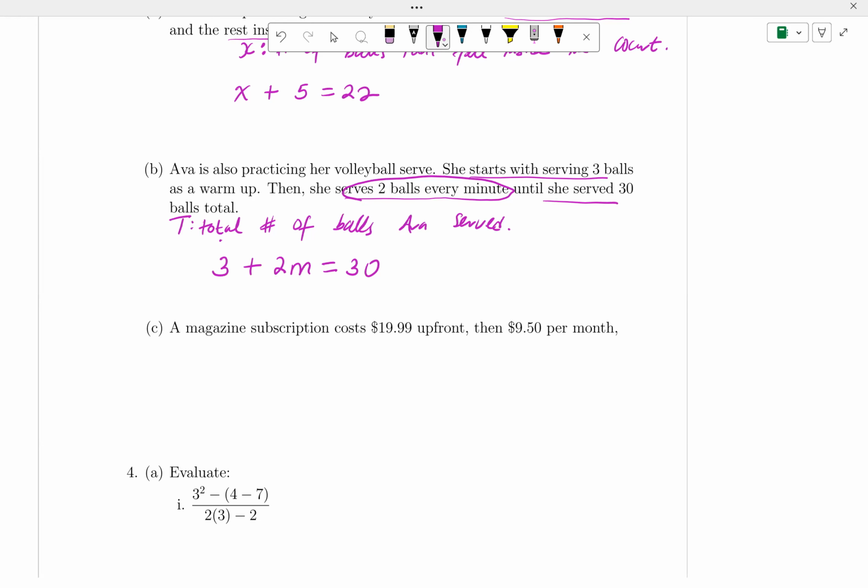So we should probably change that because we had the total. So we don't even have to define T. So I'm going to change this to M because I guess the unknown here is how many minutes would it take her to serve 30 balls. So let's just change that to M is the number of minutes it would take Ava to serve all 30 balls.